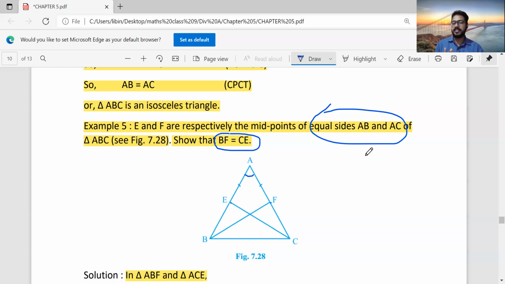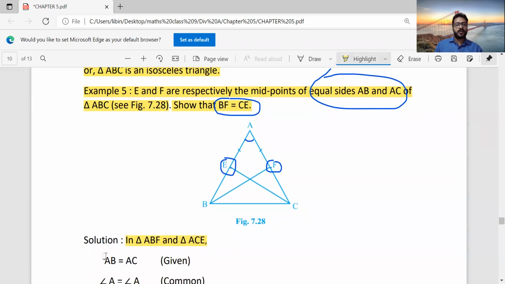I will give you a hint that it is given in the question itself. E and F are the midpoints. Okay. E and F are the midpoints. But actually AB and AC are equal. So what about AE and AF? Are they equal? Let us see.